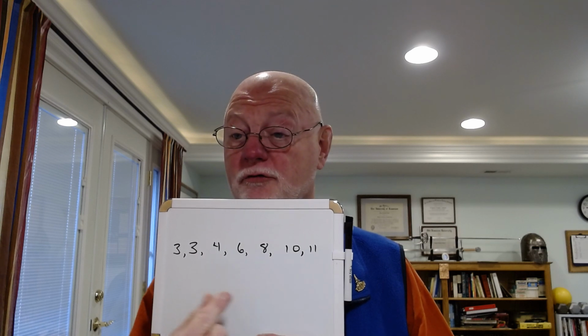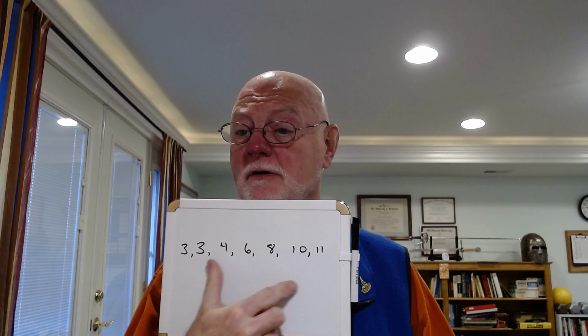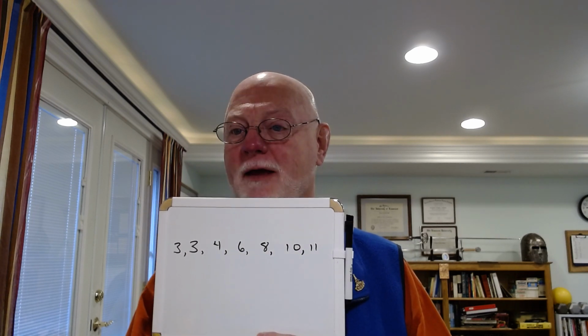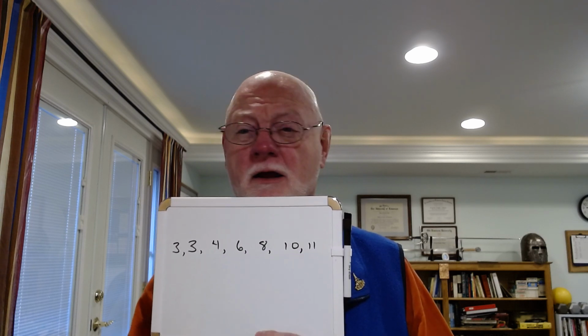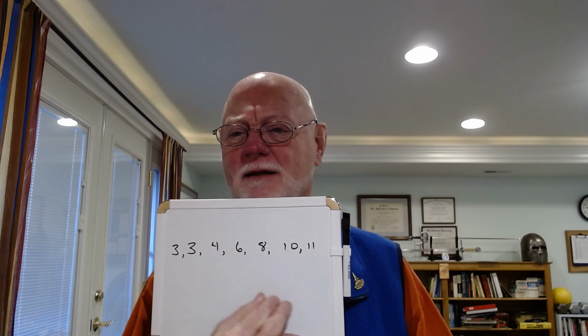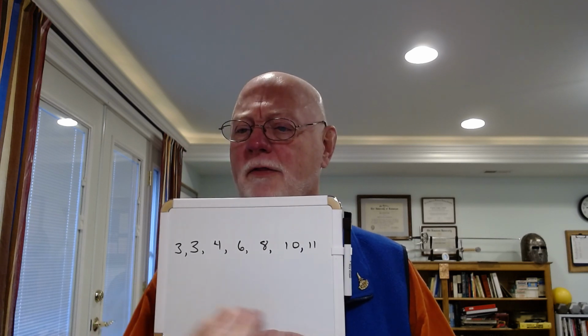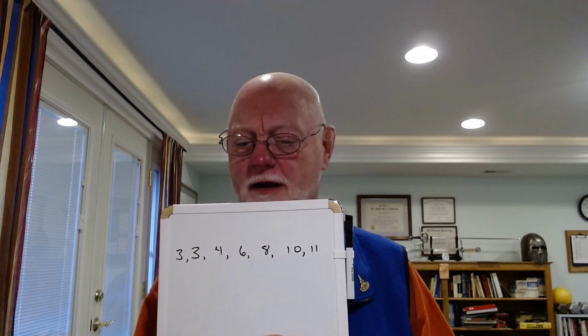If there were 2 numbers in the middle, say there were 8 numbers all totaled, my middle 2 numbers, I would average them together, and that would be my median. So median is the number that's in the middle of the data set. Doesn't matter what the numbers are. It matters where they are.